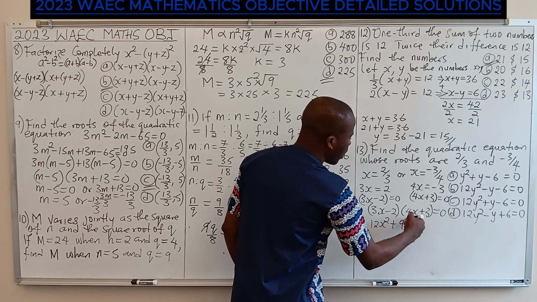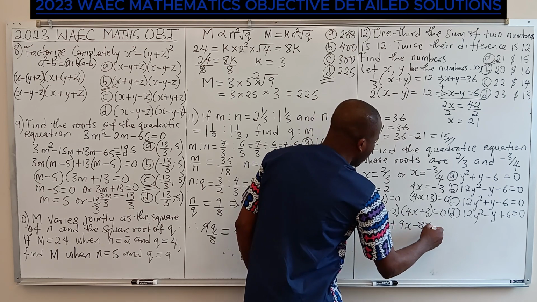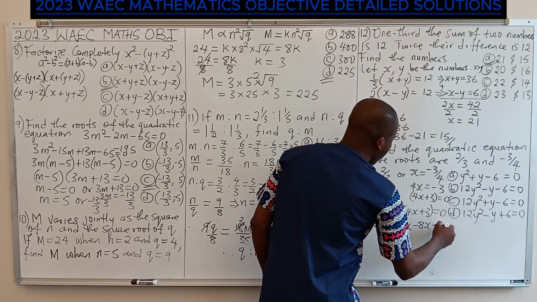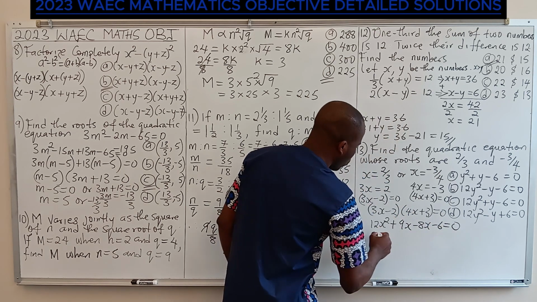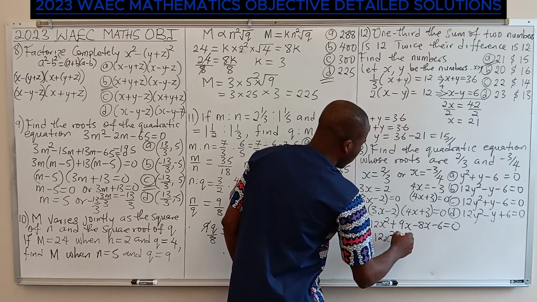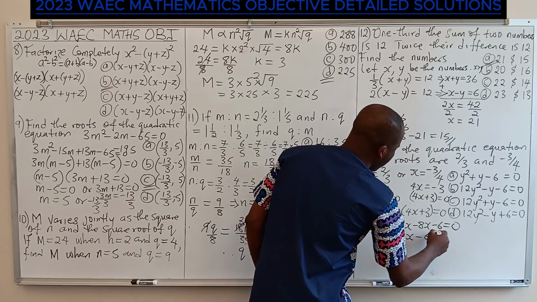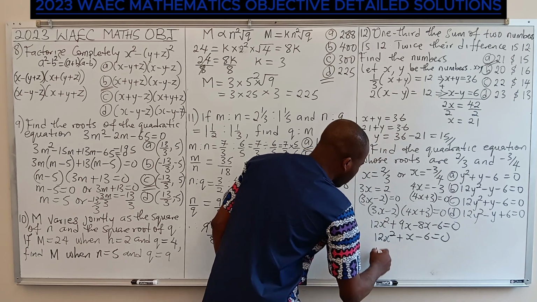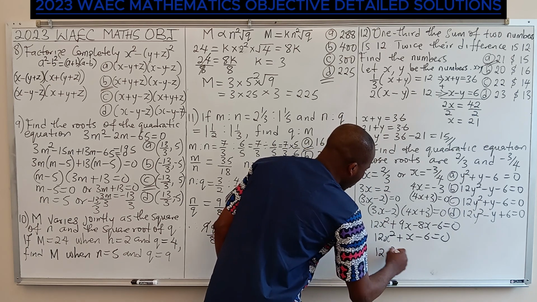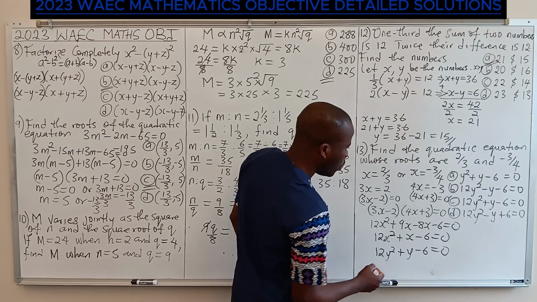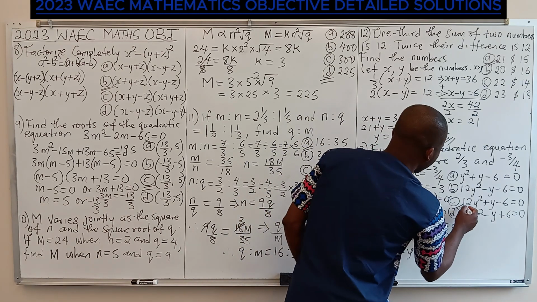Minus 2 times 4x is minus 8x. Minus 2 times plus 3 is minus 6 equals 0. We have 12x squared, 9x minus 8x is x, minus 6 equals 0. If you want to write it in y, they are the same. 12y squared plus y minus 6 equals 0, which is C.